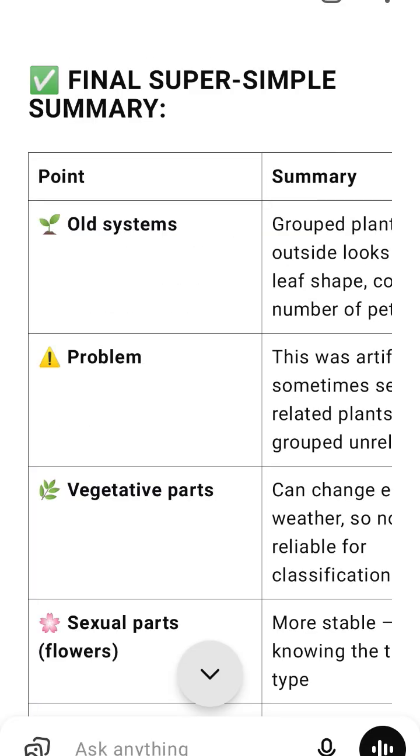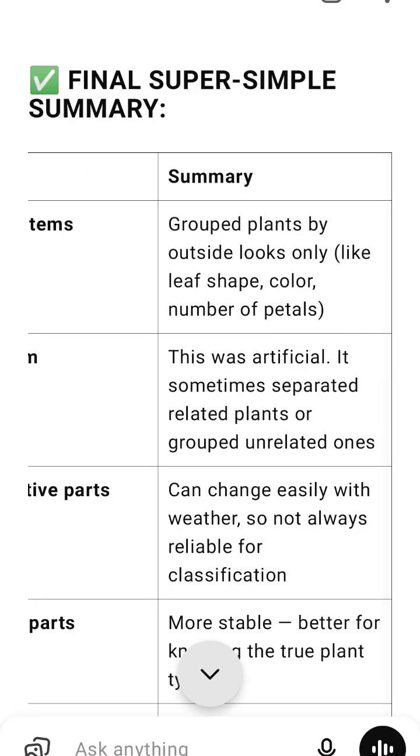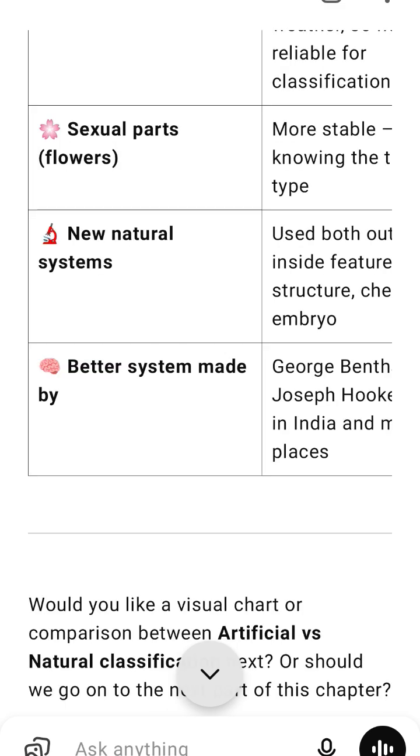New natural systems use both outside and inside features, cell structure, chemistry, embryo. Better system made by George Bentham and Joseph Hooker, used in India and many other places.